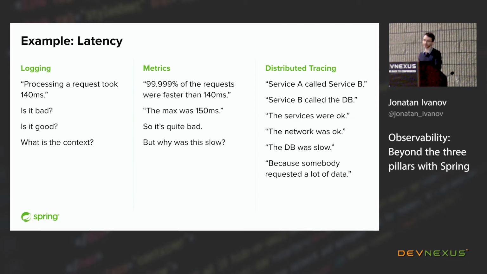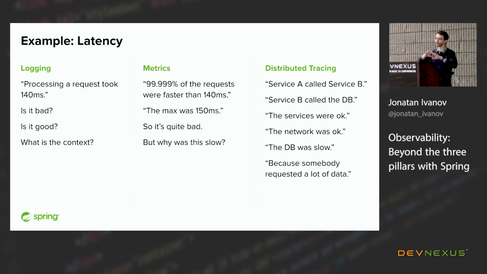So that's where metrics come into the picture, and they can say that, hey, 99.999% of the requests were faster than this. And the max is 150. So this is quite bad. It's definitely not good. But why was this so slow? We don't know. So that's where distributed tracing comes to the rescue.